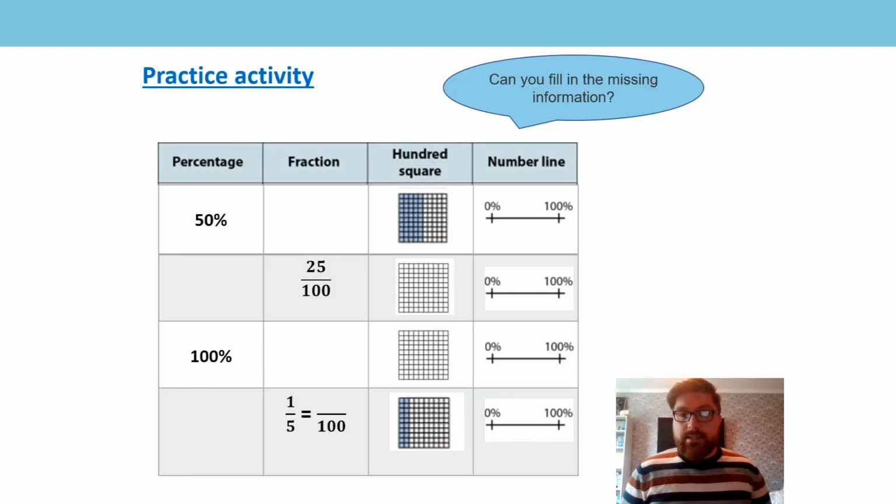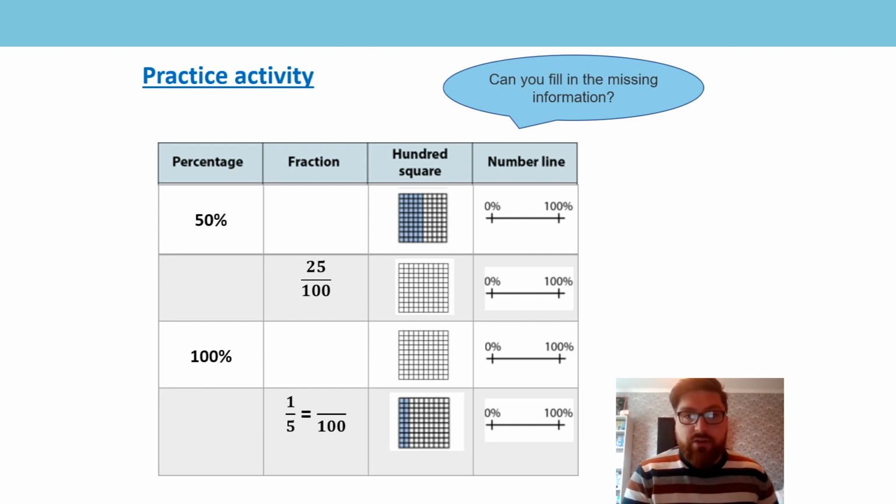So in the last session, Miss Heaton left you with this practice activity where you had to fill in the missing information for the percentage, fraction, hundred square, and number line representations. So let's have a little look at it. On the first row, we are given 50%. We are given a shaded hundred square, and we need to work out the fraction and the number line. So shall we see if we got it correct?